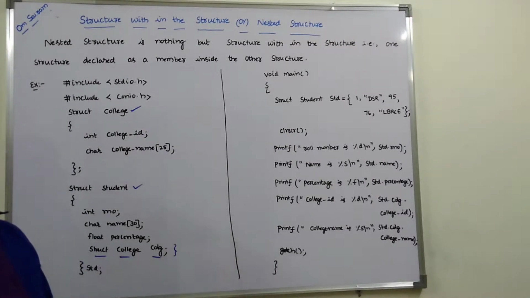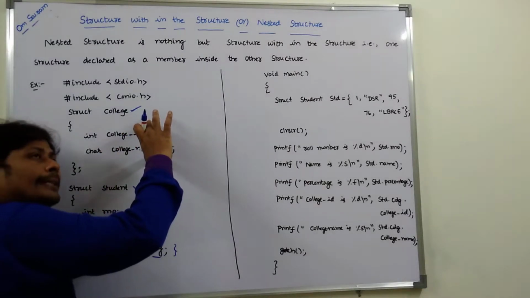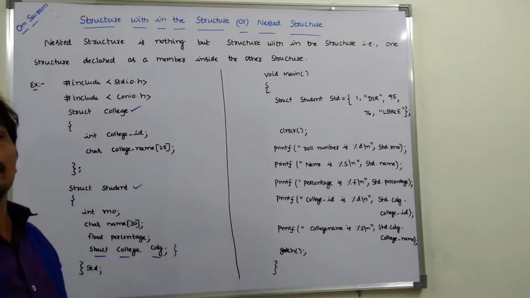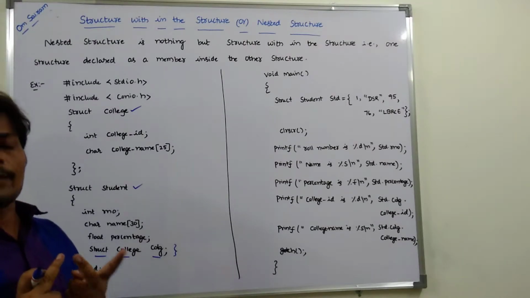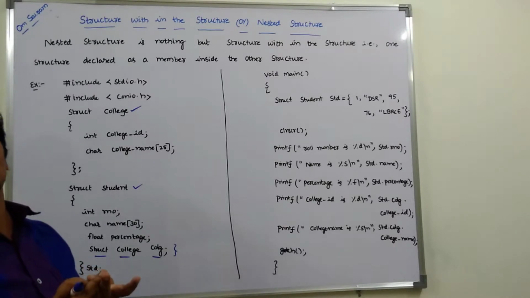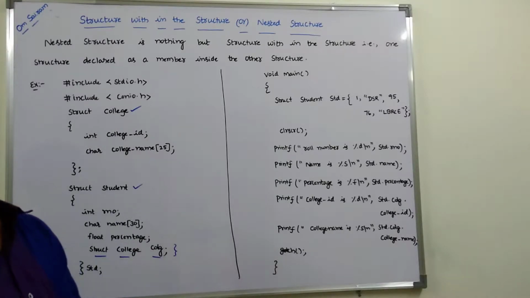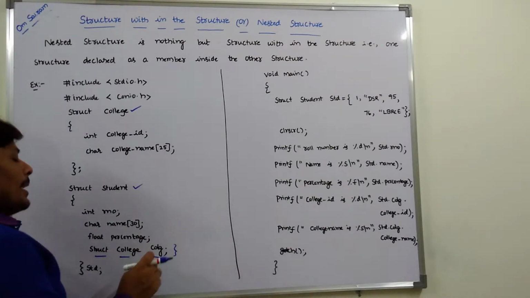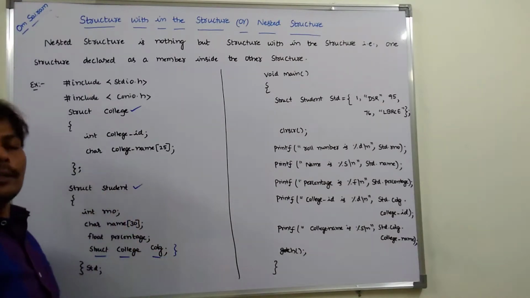So for that purpose, how to declare this entire structure as a member in another structure: first you write the struct keyword, next you write the structure name, next the variable we created for this structure. So these three members can be written as a member in another structure called student.